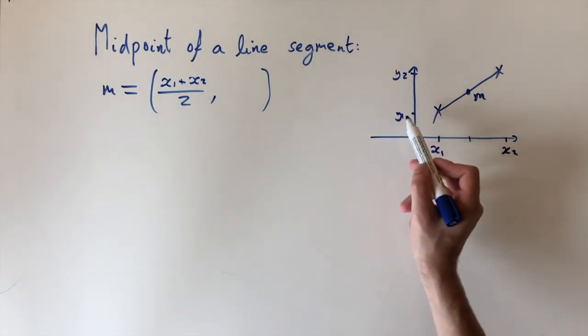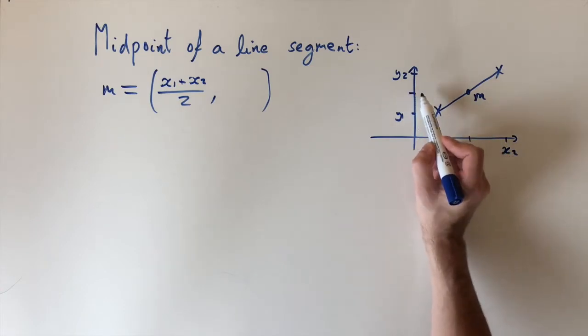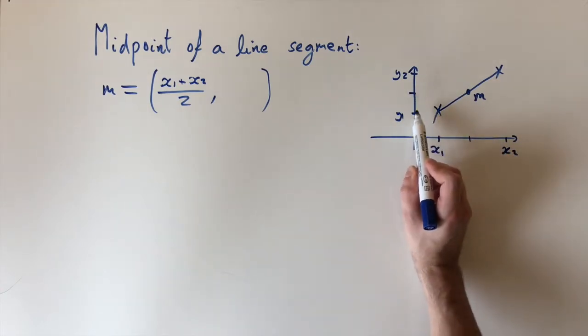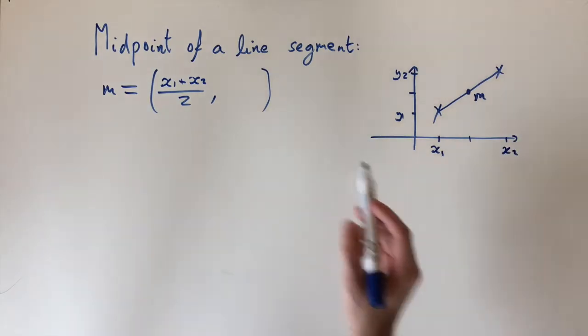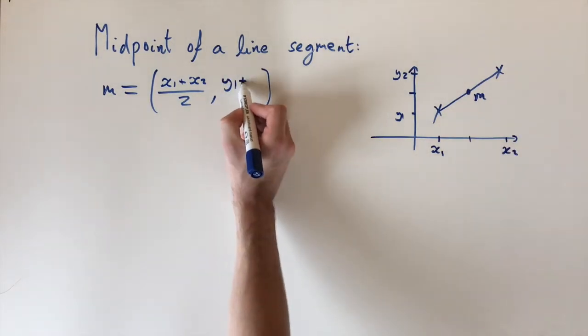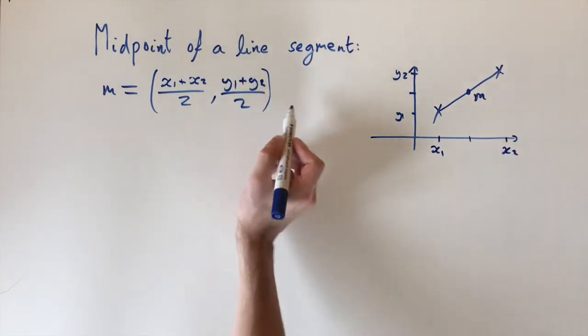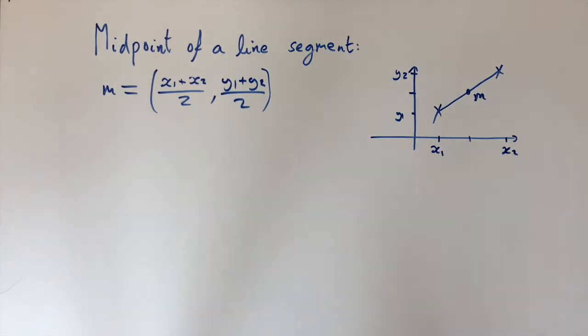And the same is true for the y coordinates. We just take the average of the y coordinate of the first point and the y coordinate of the second point. So we get (y1 + y2) divided by 2. And this is the formula for the midpoint. So we're going to look at a couple of examples now of why this is useful.